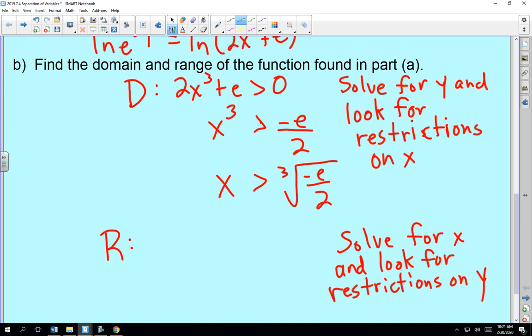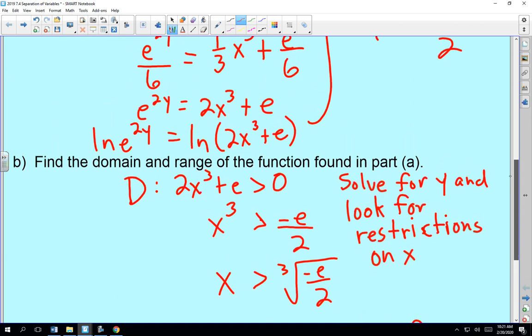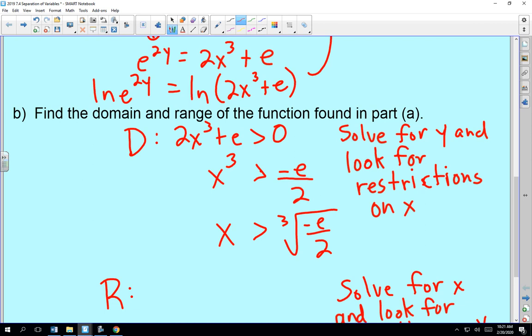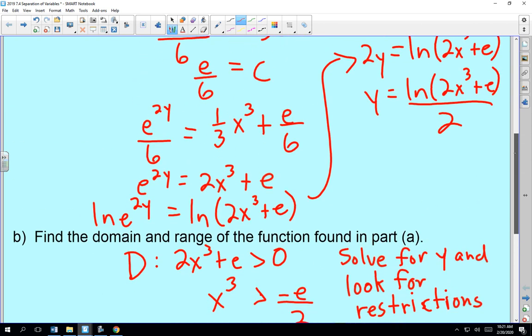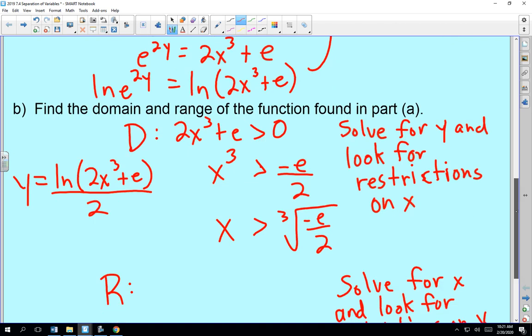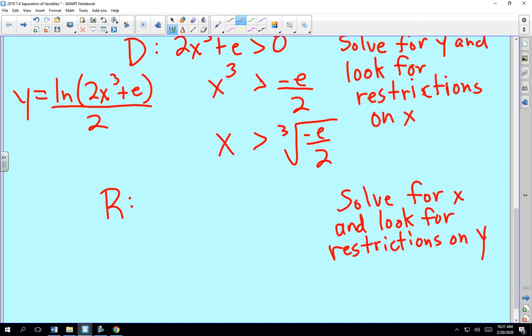So here we go. What was the original function? Oh, it's that e to the 2y equals 2x cubed plus e. So we have y equals ln of 2x cubed plus e, all over 2, right? Okay, do you think we can do the algebra to solve that for x? Yeah, I think we can. We probably could have even done it from the stage earlier on. It would have been easier, but here we go. So we got 2y equals ln of 2x cubed plus e.